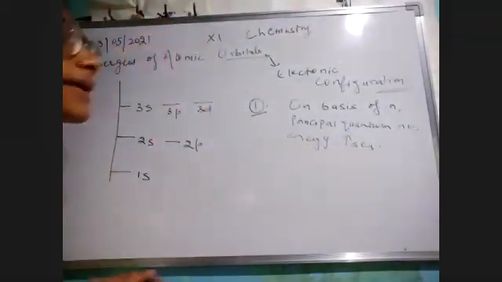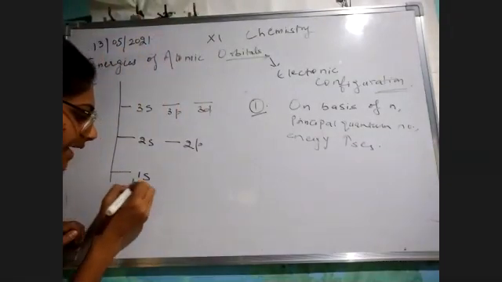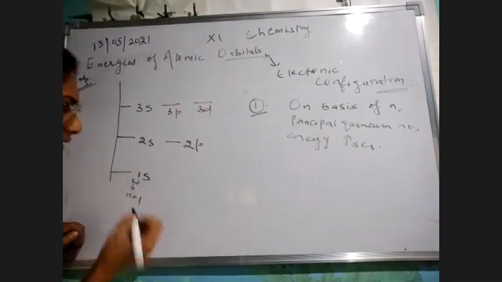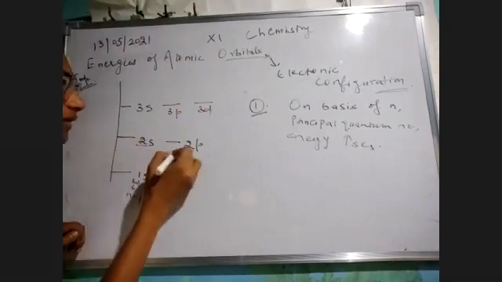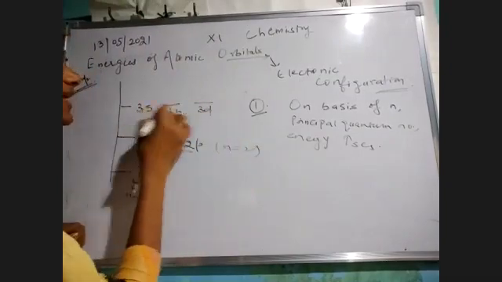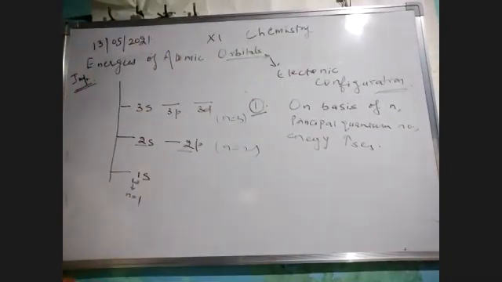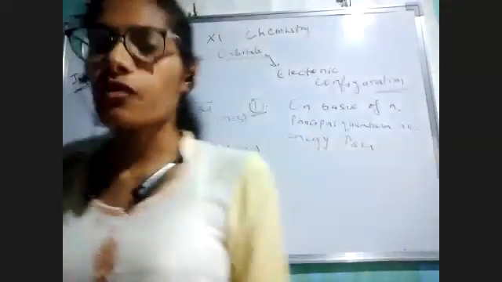On the basis of n, if I'm talking about 1s, n equals 1, the same as for 2s, where n equals 2. For 3s, 3p, and 3d, n equals 3. So this was the first rule in our knowledge of how we can fill up our atomic orbitals on the basis of energy.